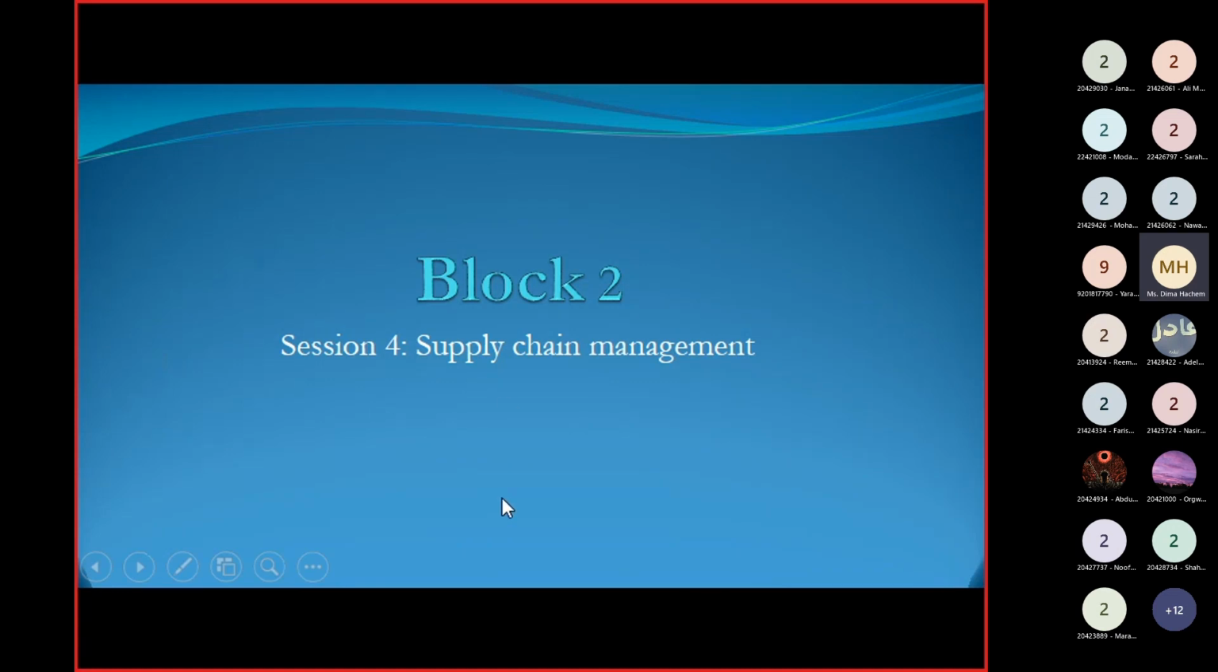So this is B207A, week 14. This is the last week of the course. And we are still in block 2, which is about globalization. In this session, we will discuss session 4, supply chain management.